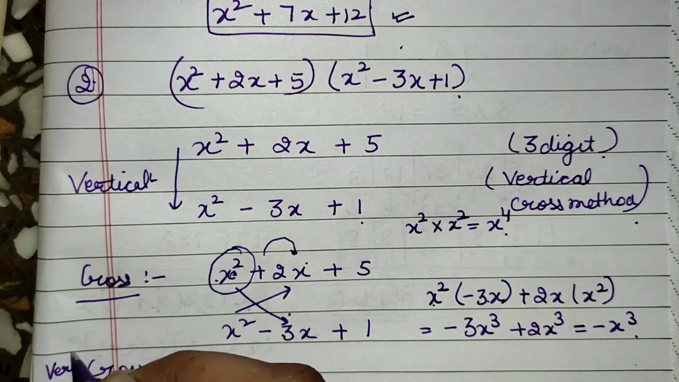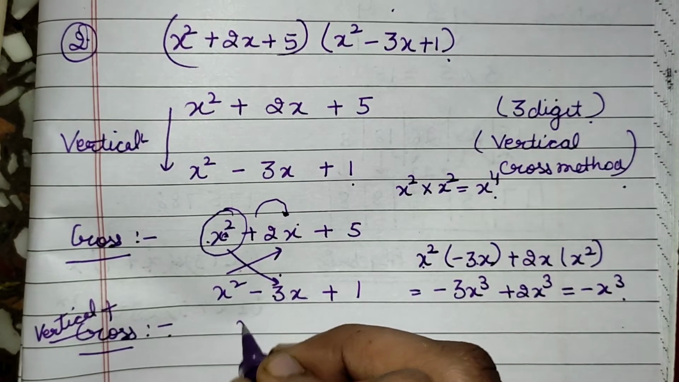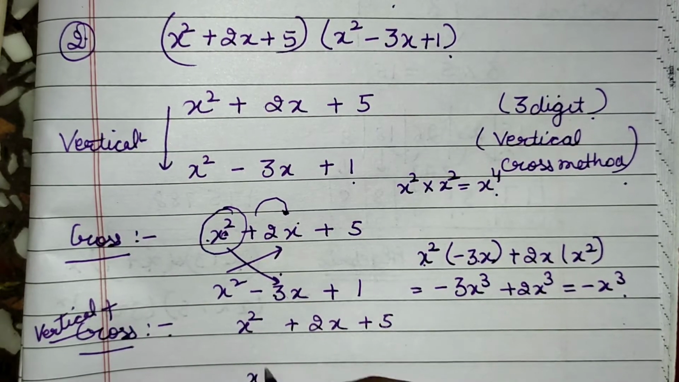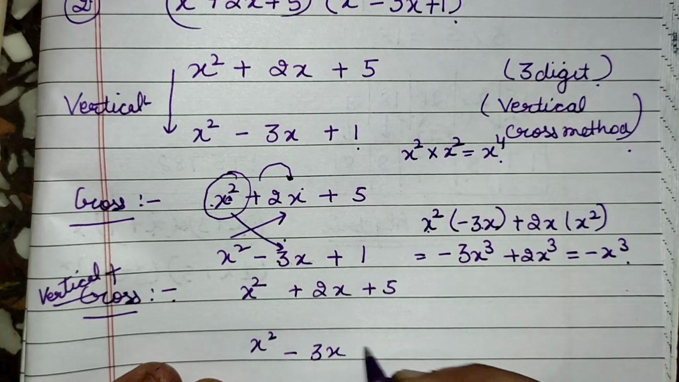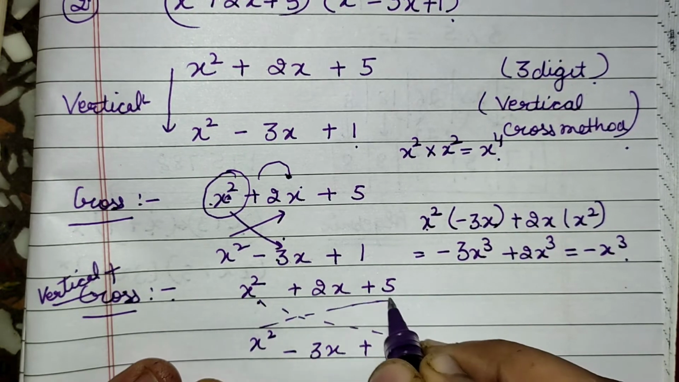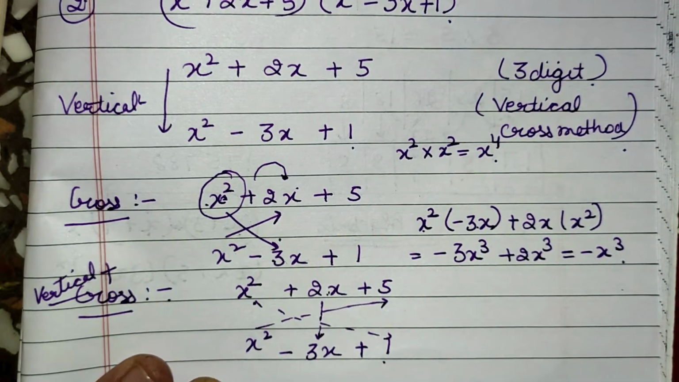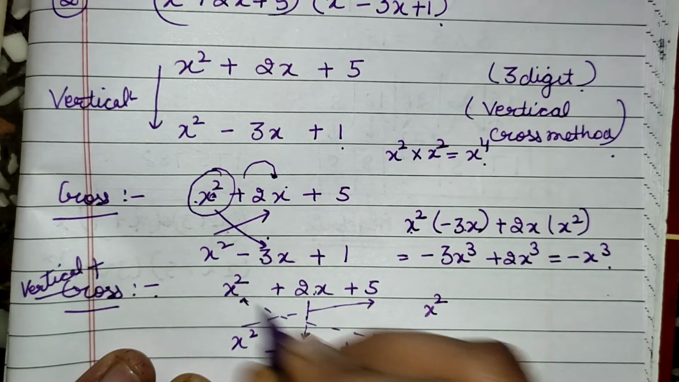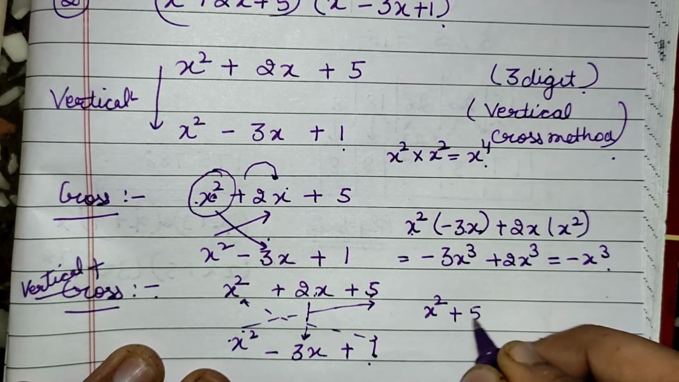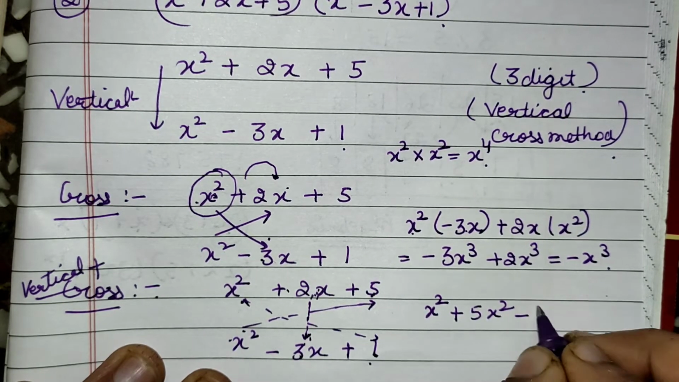Now we will do not only cross, we will do vertical plus cross multiplication. Vertical plus cross multiplication of what? Vertical and cross multiplication of my first and the last digit of cross multiplication and vertical multiplication of the middle number. So that means x square into 1 will be x square, then 5 into x square will be 5x square, and this will give me minus 6x square.